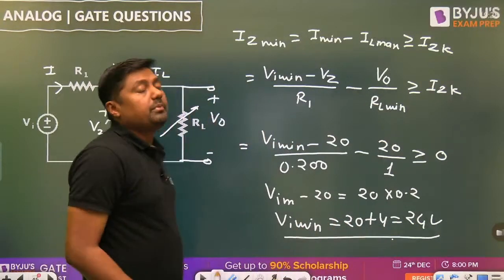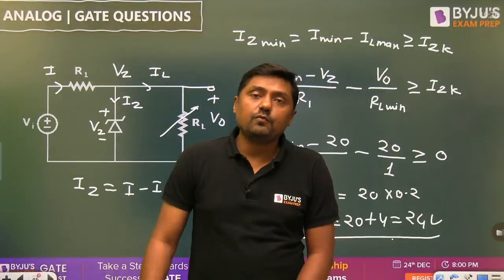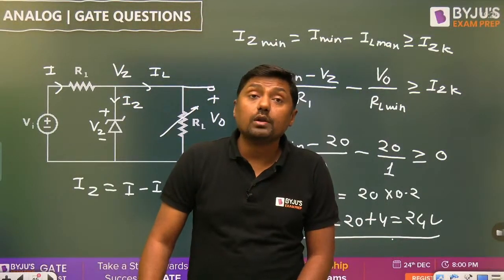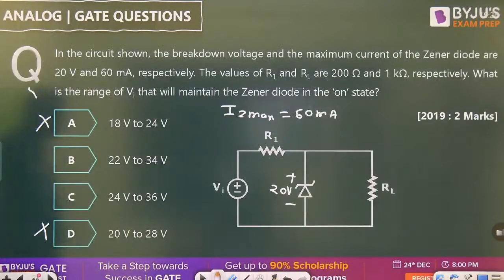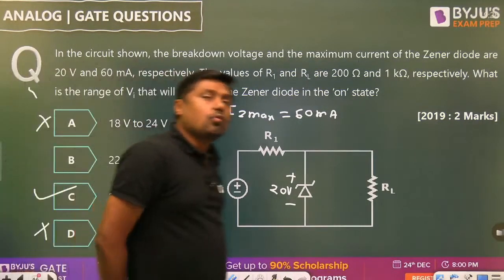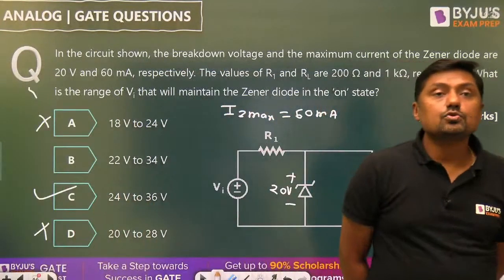24 volt is the minimum value of Vi for which the Zener diode will remain in on state. That is the condition, 24 volt. Which answer is 24 volt? Out of the options, B and C. B and C, finished. No need to calculate the second value. And that is the use of MCQs.